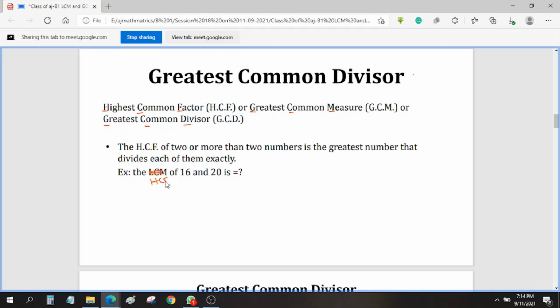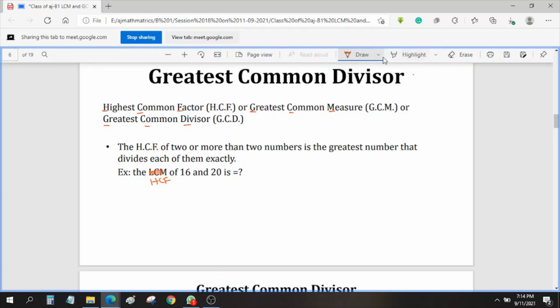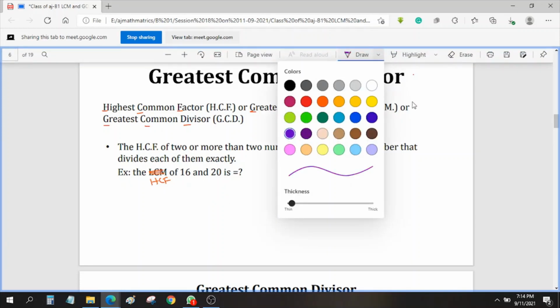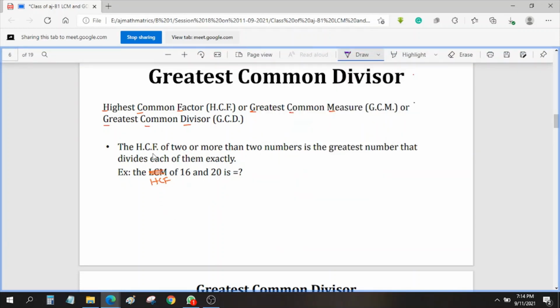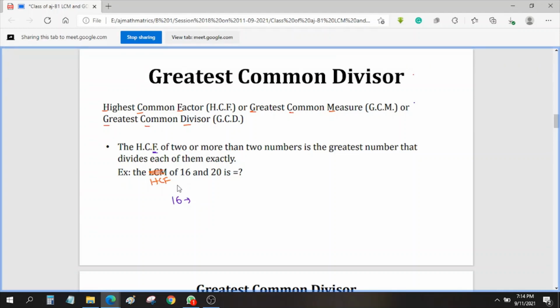Now we'll go with the elaborative method as we learned initially. So we need to recall factors. First we need to find the factors of 16. Factors of 16 means, in which multiplication tables do we have 16? In the 1 multiplication table we have 16, so 1. In the 2 multiplication table also we have 16, so 2.